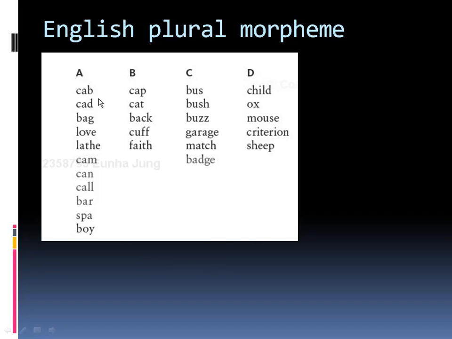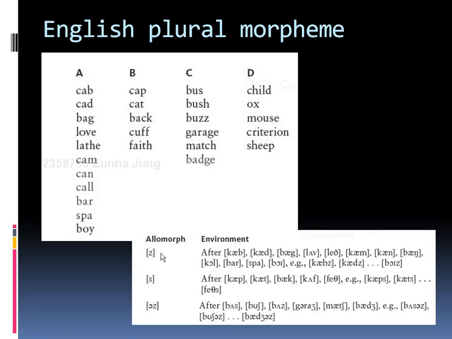Let's look at A, B, and C. When you say cabs as opposed to caps, buses, whoa, the Z sound comes out differently. So let's figure out what affects that and in what environment those different sounds occur. Okay, so there are three sounds here: z, s, or az. Remember schwa? It's a very neutral, lazy kind of sound, az. But there's that additional vowel.